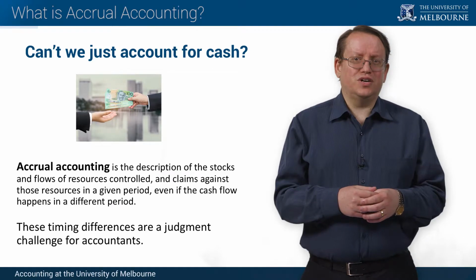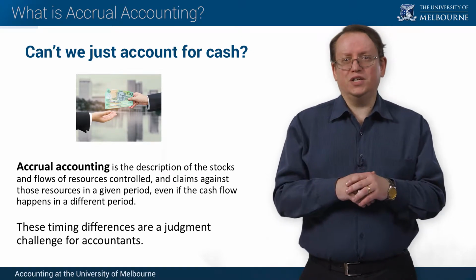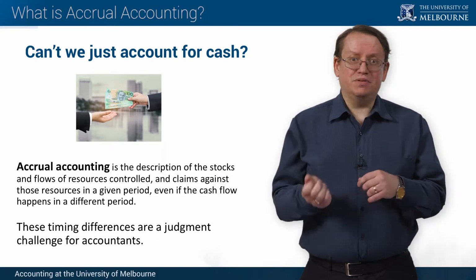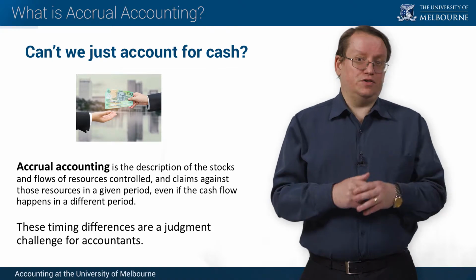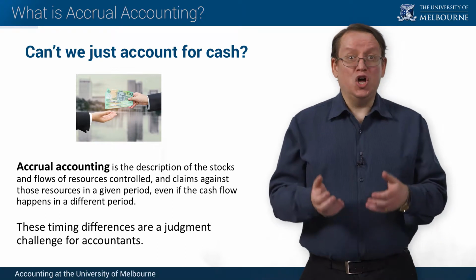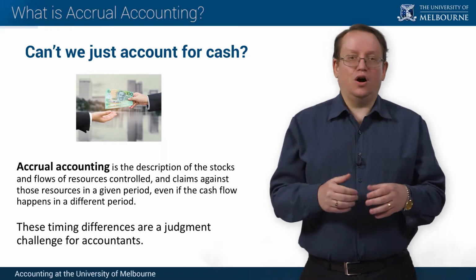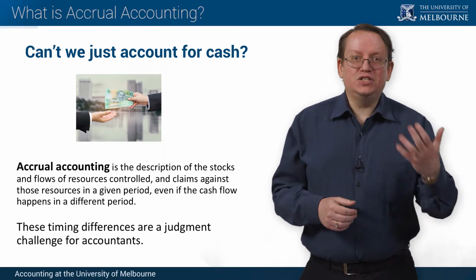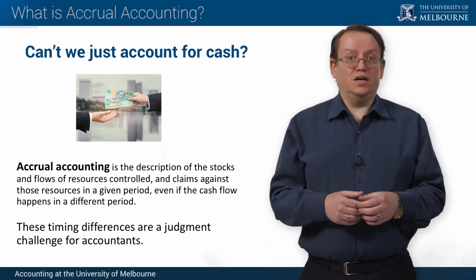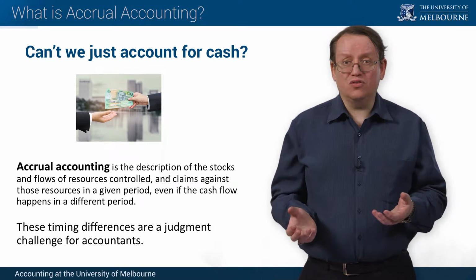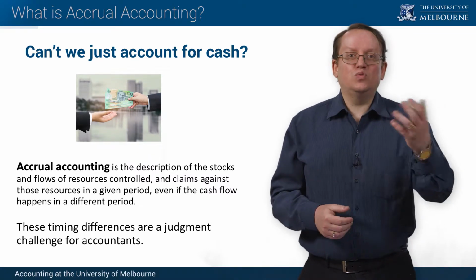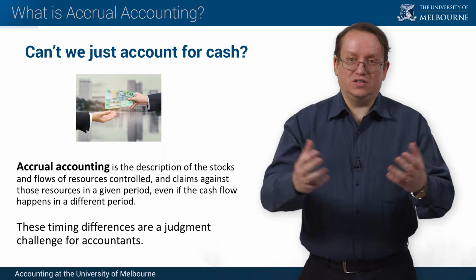Accrual accounting, by contrast, describes the stocks and flows of economic resources in a given period, even if the associated cash flow happens in a different period. Timing differences between cash flows and the recognition and measurement of the associated non-cash resource flows often requires judgment. But these judgments help make accrual accounting more informative. For example, it can inform Barry about when to order new ingredients, or how many cups of coffee he needs to sell to make a profit in a given period. This is why we need accrual accounting, with all its judgments.